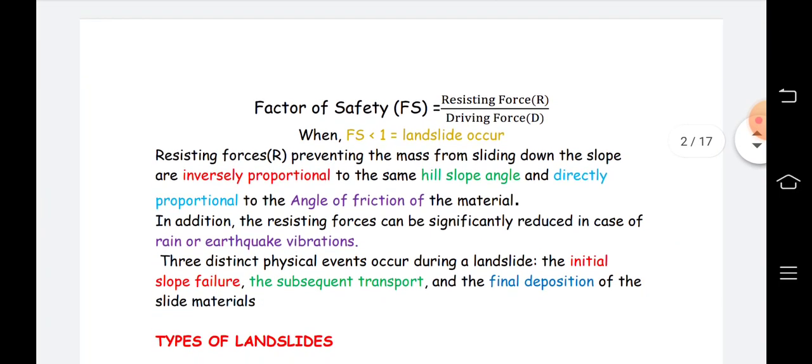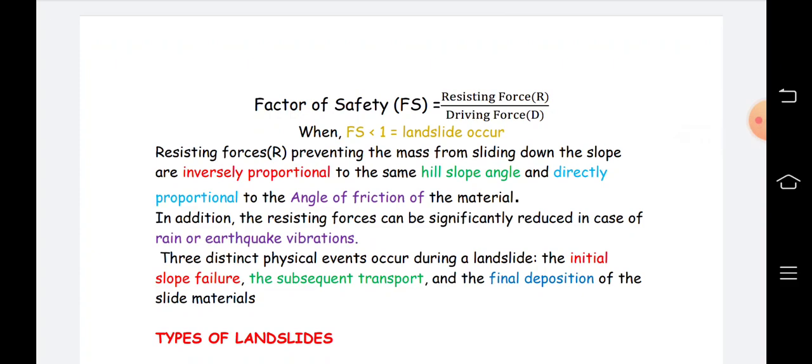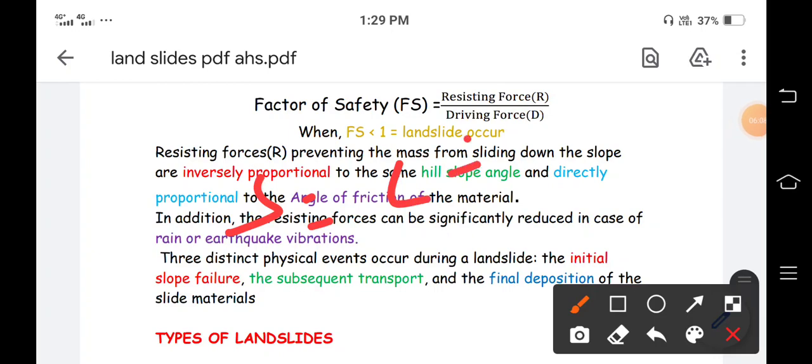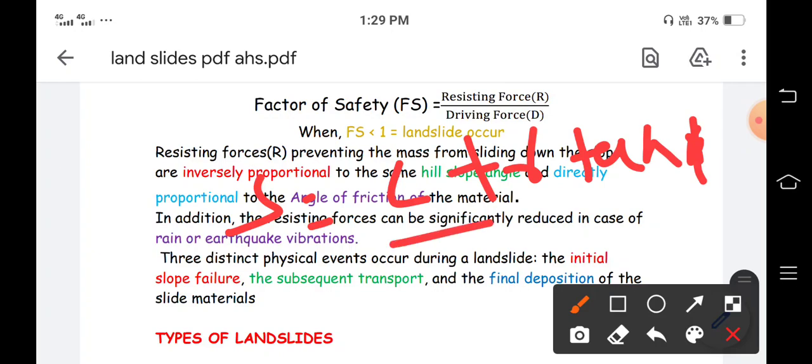Okay, so the factor of safety: the resisting force means the shearing strength of the soil, that is S, which we can calculate using the Mohr-Coulomb law, S equal to C plus sigma tan phi. That is nothing but the resisting force, which offers resistance against sliding, shown by this red arrow. And second is the driving force, which we can also call the shear stress which causes this landslide.